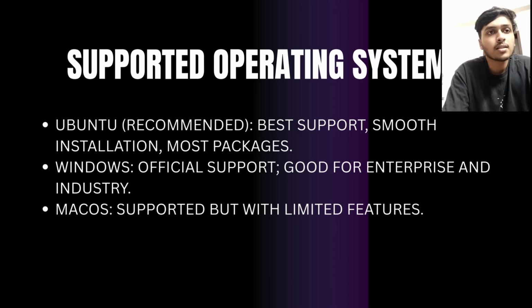When it comes to operating systems, Ubuntu is by far the most recommended platform for ROS 2. It has the smoothest setup process, the best support, and most of the official tutorials and packages are built with Ubuntu in mind. That's why for the video series I'm using the 22.04.5 version of Ubuntu, which is a great match for one of ROS 2's long-term supported versions known as Humble, or in full, Humble Hawksbill. Now besides Ubuntu, you can install ROS 2 on Windows and Mac OS, but it has limited features and is not recommended.